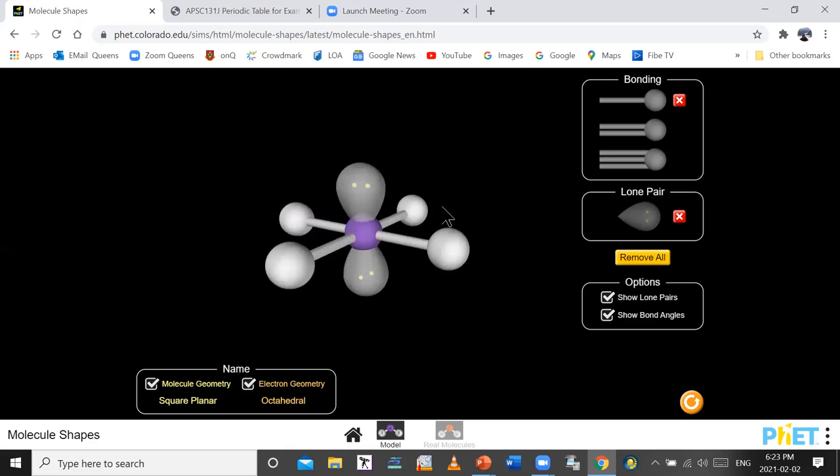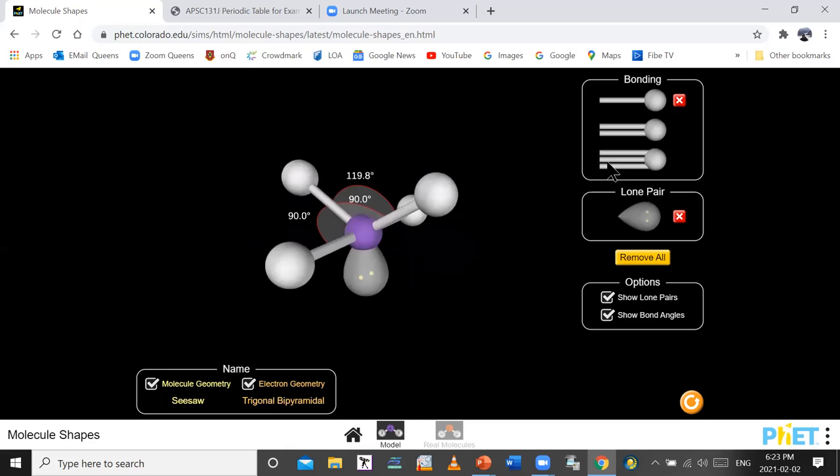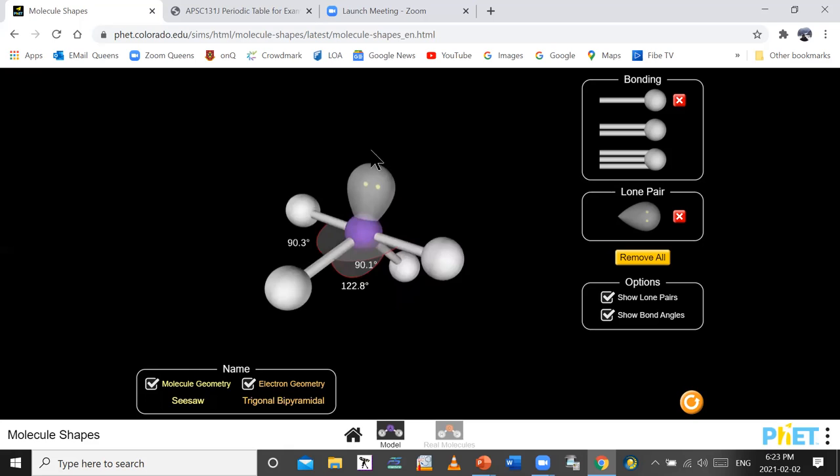If, however, I stick in, like I said, another example here, that's not symmetrically shaped, right? That's a seesaw shape. That's going to be polar.